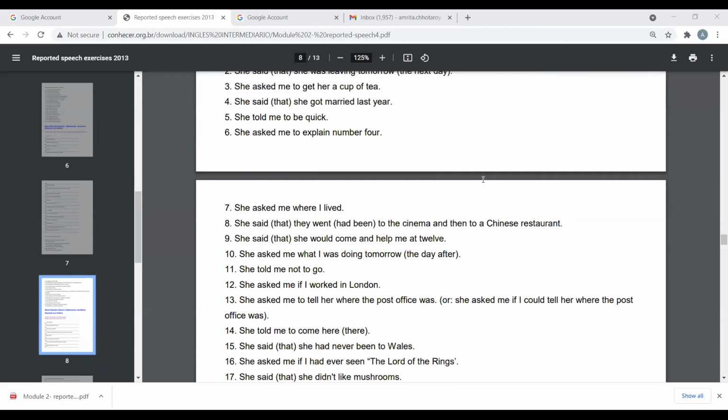Had been, had gone to the cinema. Okay, you can write had gone to the cinema. Nothing wrong in that. Ankita, you can write.